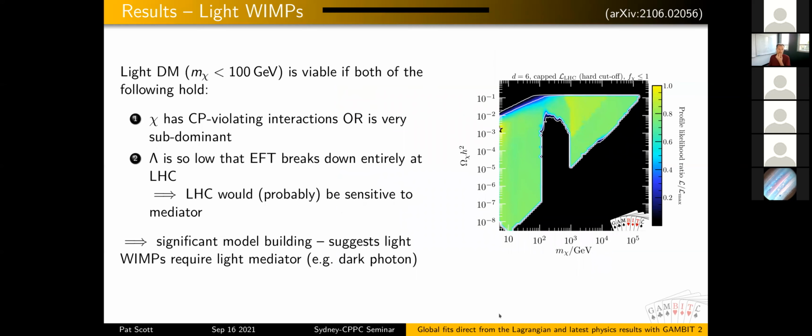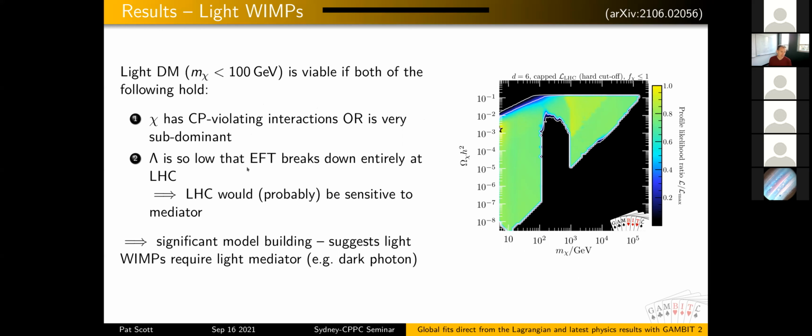So there are a couple of key results that came out of this. One of the interesting things was to look at the area at low dark matter mass. For dark matter masses below 100 GeV, you can get viable parameter space if these two conditions hold. Either the dark matter is very subdominant, so you skip out of the direct and indirect detection constraints that way, or it has CP violating interactions, which basically means that the scattering cross section at direct detection is suppressed.